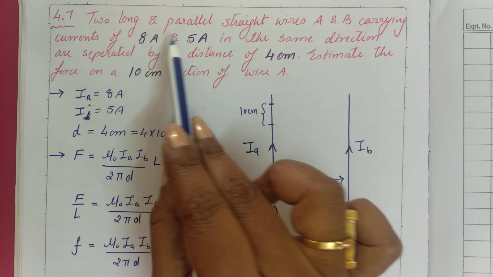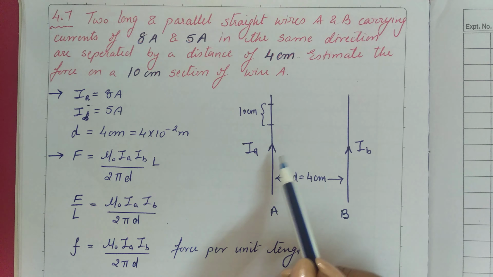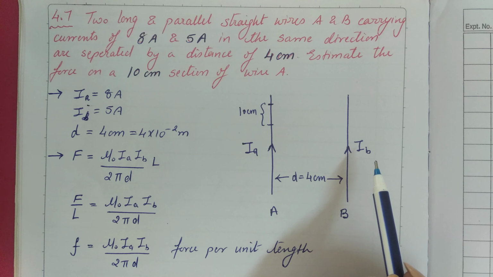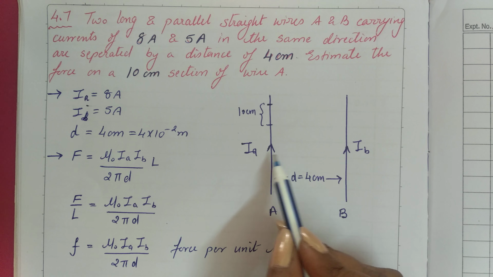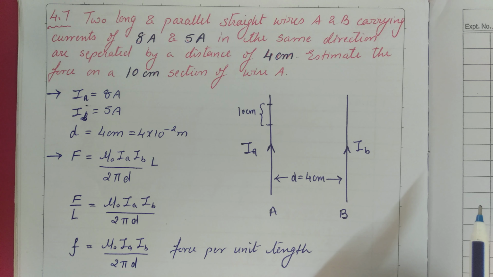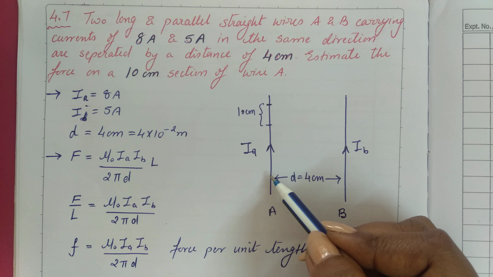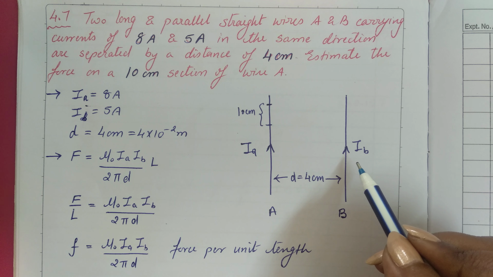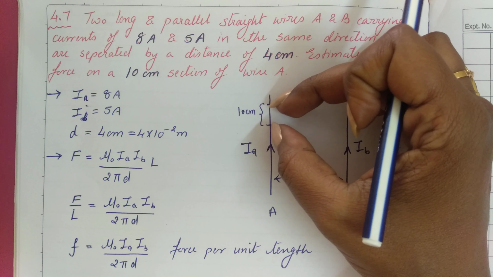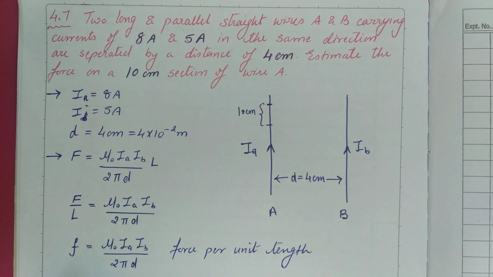In this question, they have given us two parallel wires A and B. Both of them are carrying current in the same direction and the distance between the wires is also given. Now we need to calculate the force acting on wire A because of the current carrying wire B on 10 centimeter of its section.